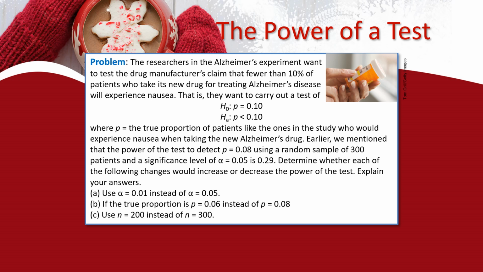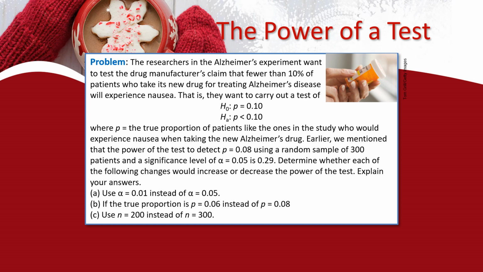Earlier, we mentioned that the power of the test to detect p equals 0.08 using a random sample of 300 patients and a significance level of alpha equals 0.05 is 0.29. So let me mention those numbers again. It says the power of the test to detect p equals 0.08, that's our alternate, to our null of 0.1, random sample of 300, and a significance level of 0.05 is 0.29, the 0.29 being our power.